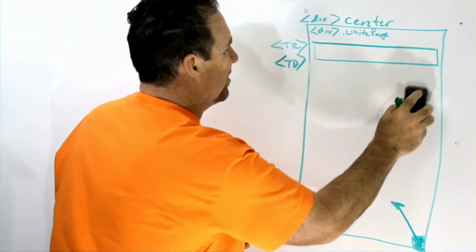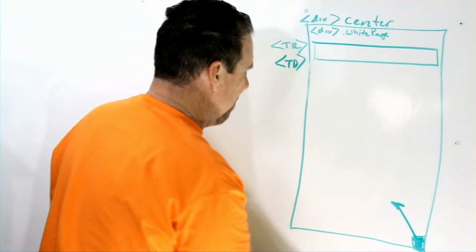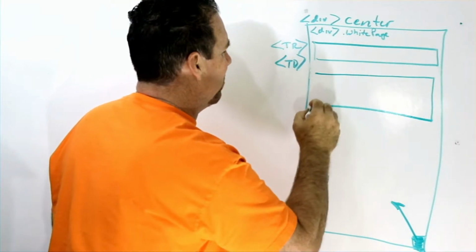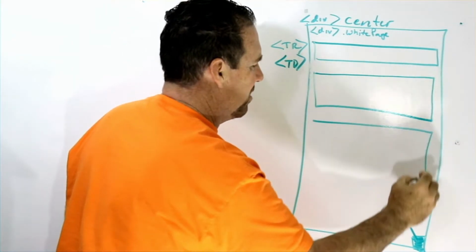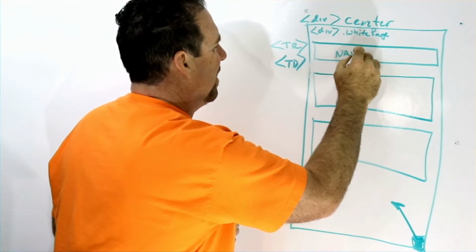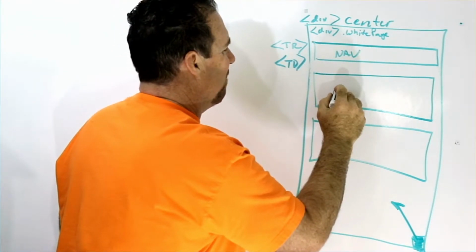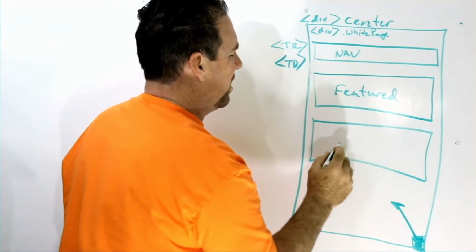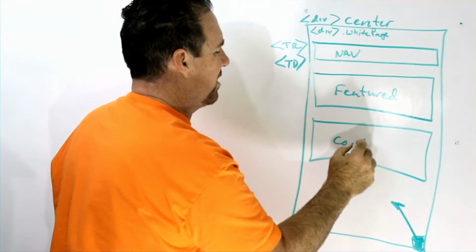All right, so we had ones like that. And if you look at the HTML, you see that we have another table in there, and maybe another table in there, and one is for the nav, one is for a featured section, and then one is just for content.